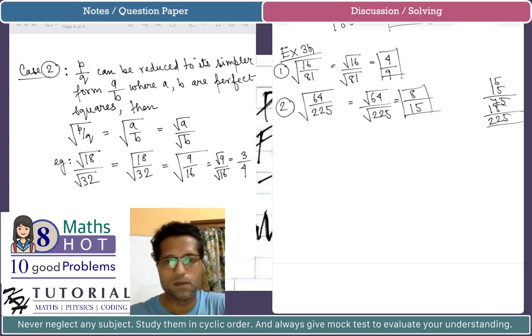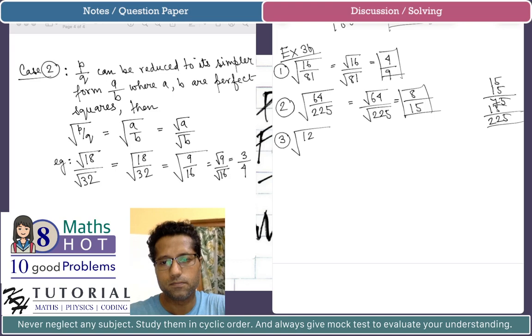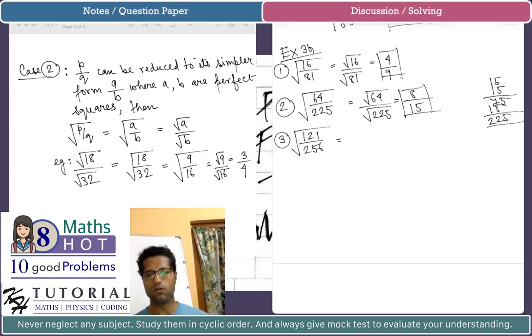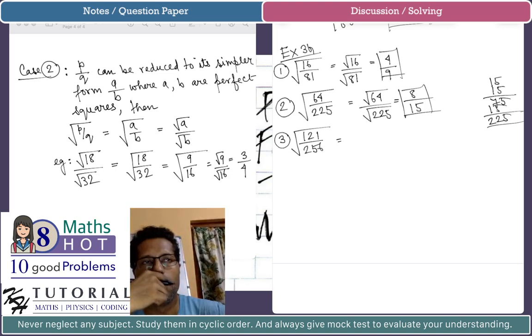Okay. Problem number 3. We have to find the square root of 121 divided by 256. Now we know that the numerator 121 is a perfect square. Its square root is 11. What about 256?